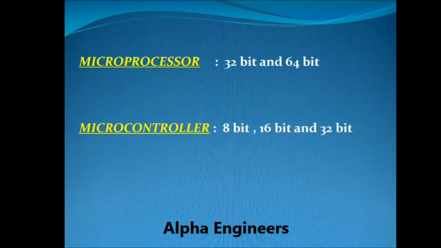Next, modern microprocessors are either 32-bit or 64-bit. It means a microprocessor can handle 32-bit or 64-bit of binary data. Also, microcontrollers are either 8-bit, 16-bit or 32-bit.